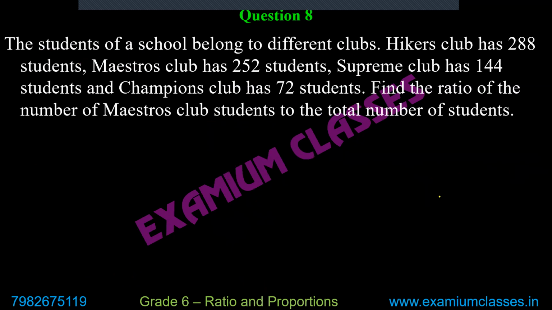Next one. The students of a school belong to different clubs. Hikers Club has 288 students, Maestros Club has 252 students, Supreme 144, and Champions 72. Find the ratio of the number of Maestro Club students to the total number of students. So Maestro we have 252. To total, obviously we need to add.